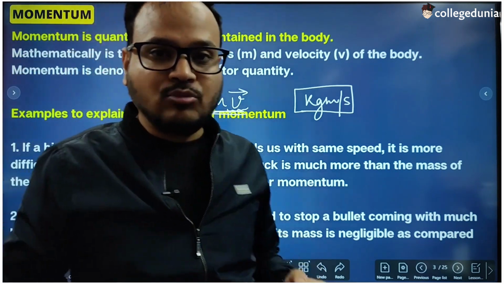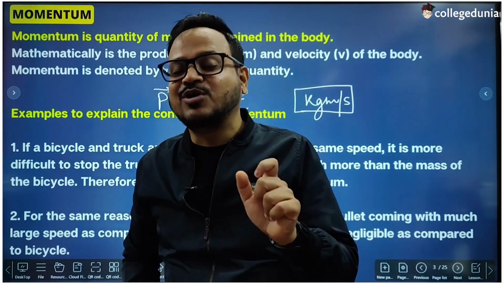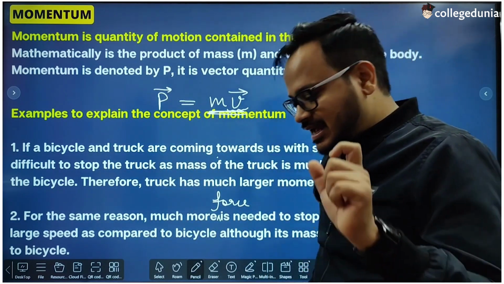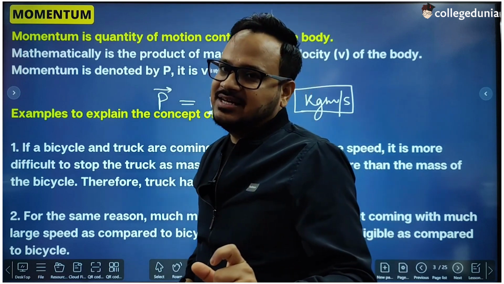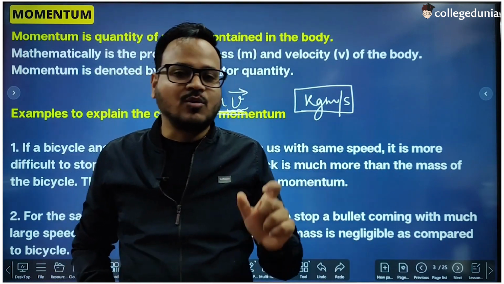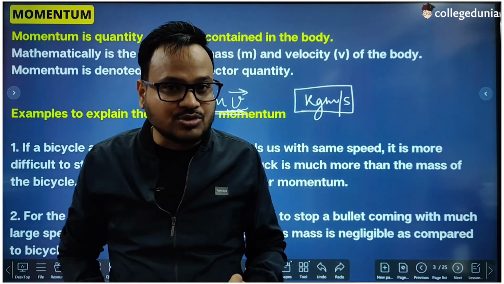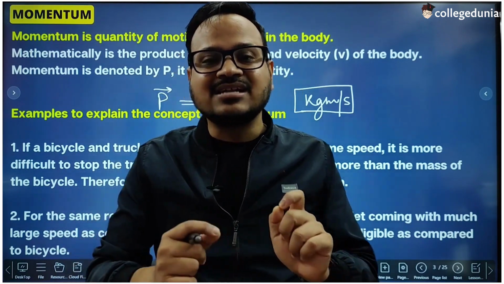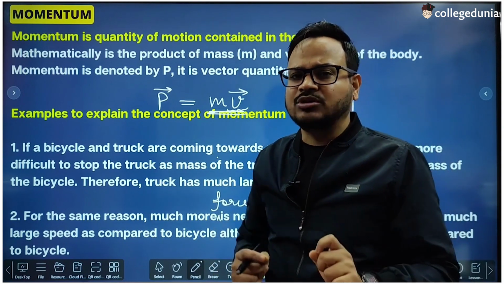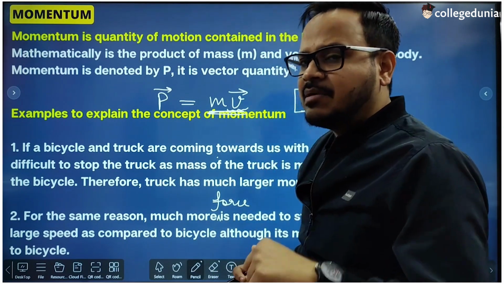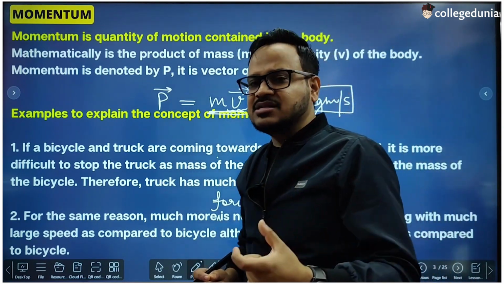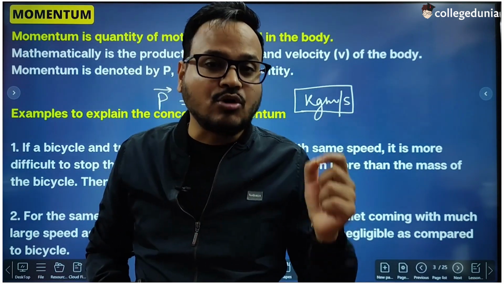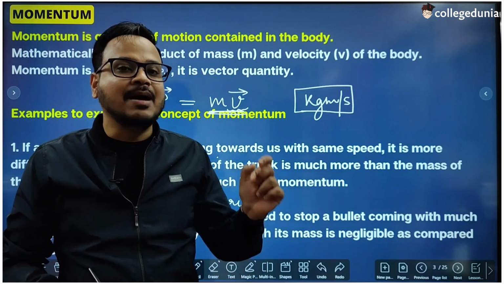If you want to stop a bullet, don't even try to do that. If you want to stop a bullet, then you need more force, and if you want to stop a bicycle, you need less force. Now what is the difference? The difference is in velocity. So that means motion depends on mass as well as velocity. Motion depends on both the quantities, and it is directly proportional to both of these. If the mass is more, then motion is more. If the velocity is more, then the motion is more. Then the product of mass and velocity is called momentum.